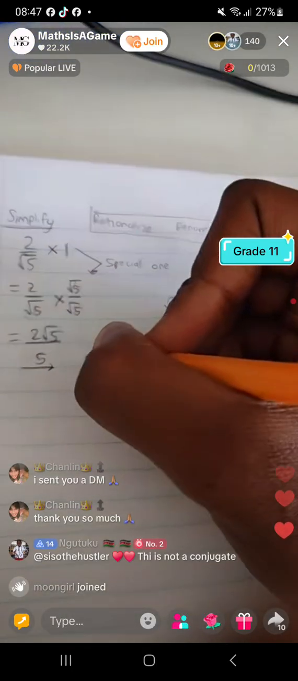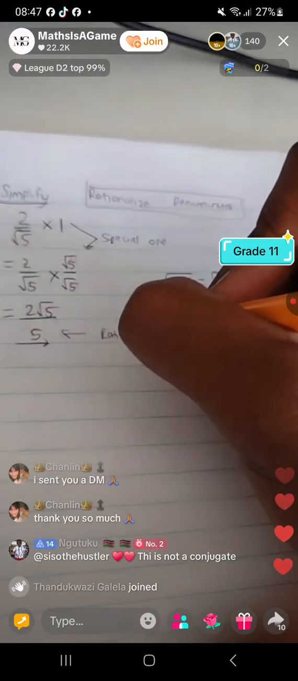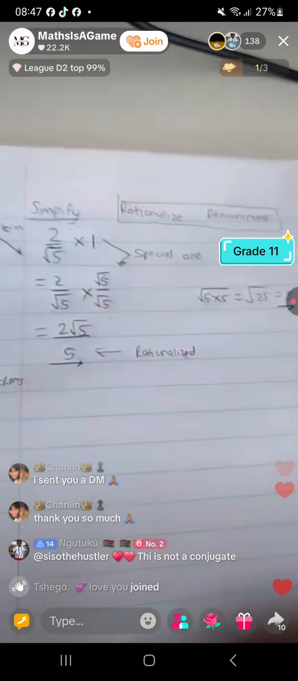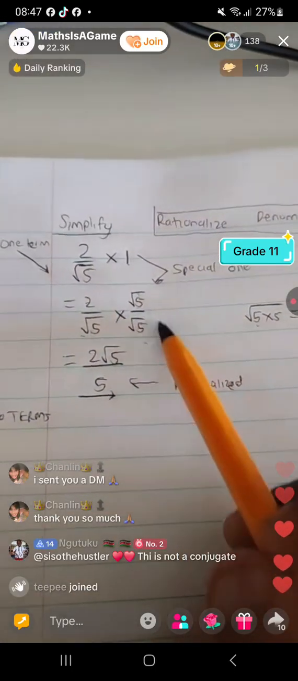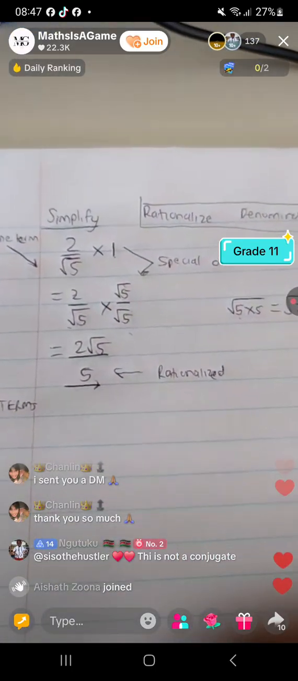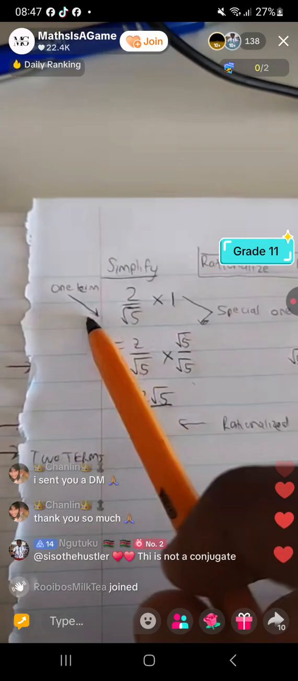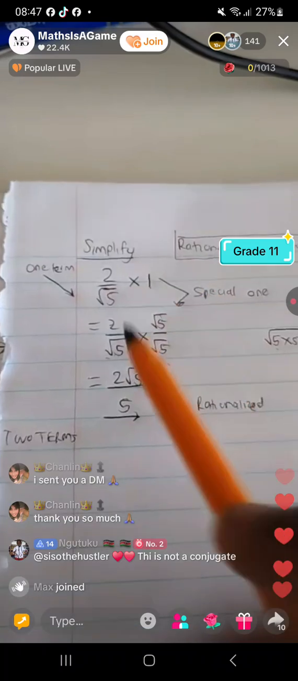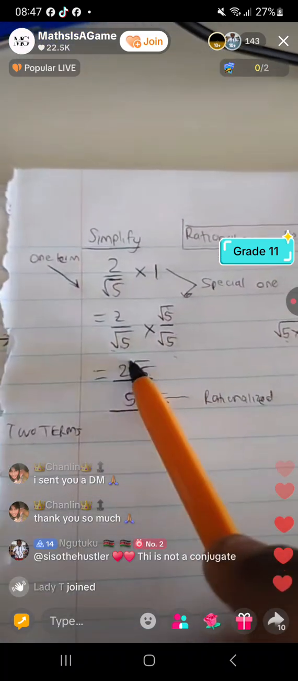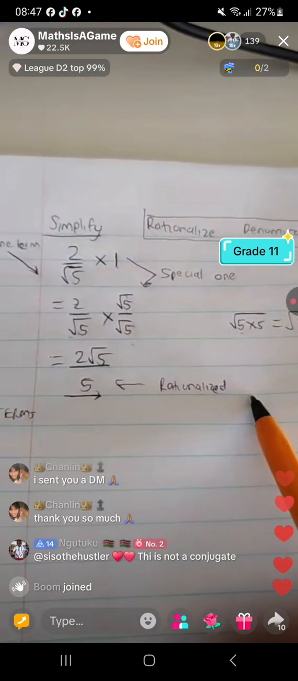What have we just done to the denominator? We rationalized it. So what we've done here is not the conjugate. Please, guys, this is just us multiplying by a special one. We don't refer to it as the conjugate when it's one irrational denominator. Because remember, why are we saying we are rationalizing the denominator?